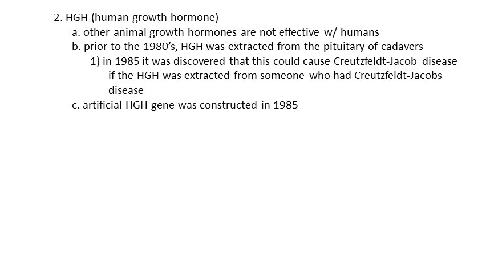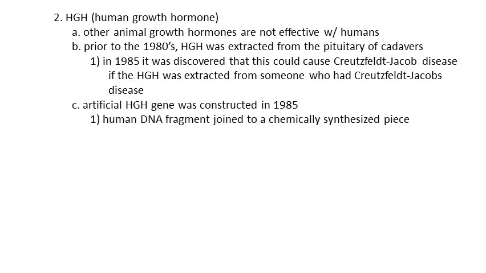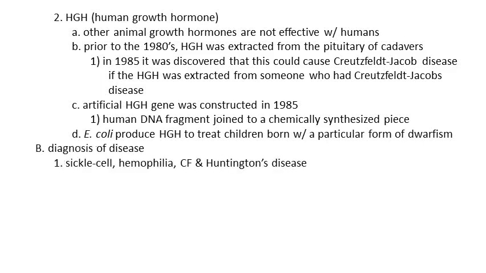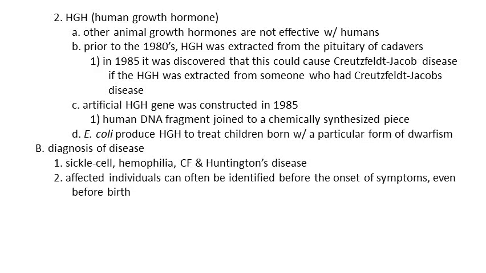So in time, in 1985, an artificial HGH gene was constructed and was joined with some human DNA. And now E. coli actually produce HGH, and this can be used then to treat children who are born with a particular form of dwarfism to where they'll develop more normally. So once again, these GMOs can certainly provide treatment to some individuals that are suffering different types of.